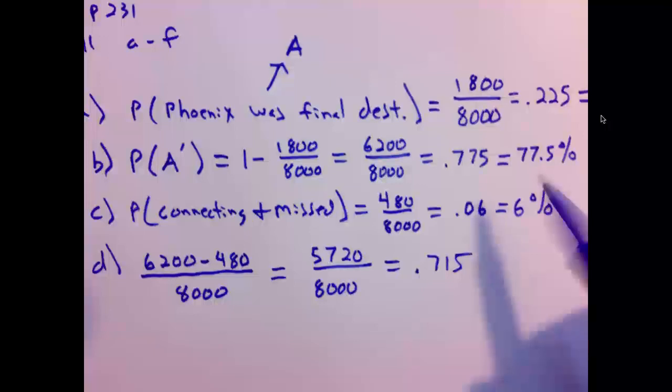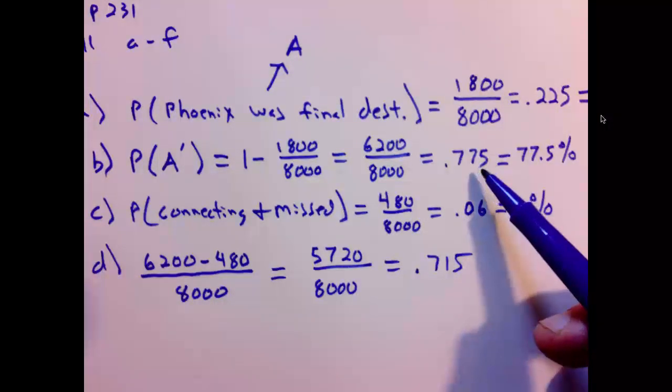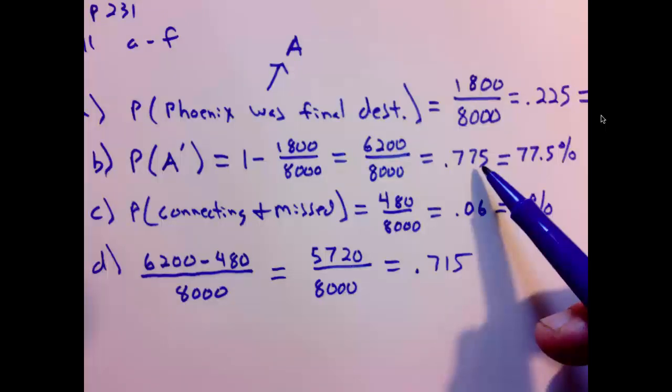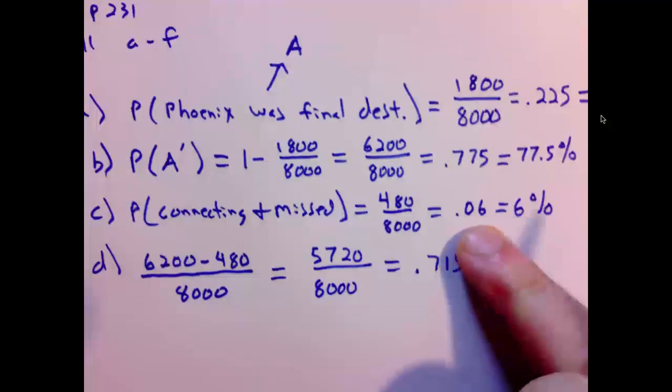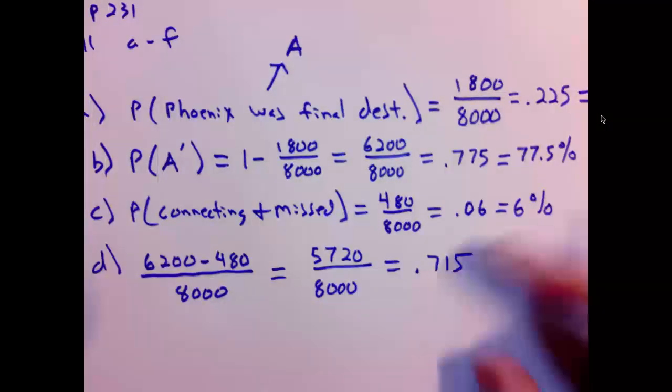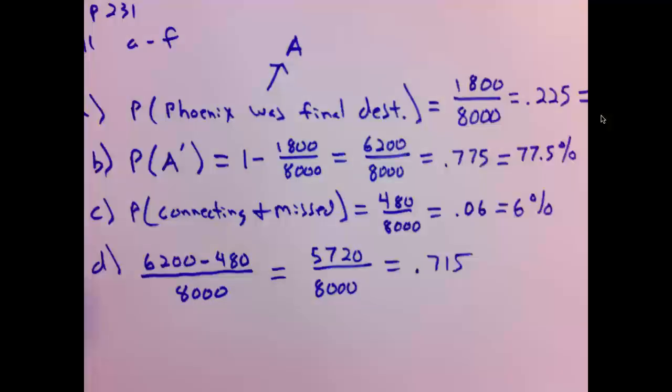Okay, and if you notice, these two numbers sum to 0.775 because that's all the people that were connecting. These were the connectors that missed. These were the connectors that didn't miss. Together, they are all the connectors. This number plus this one would equal that one. E.